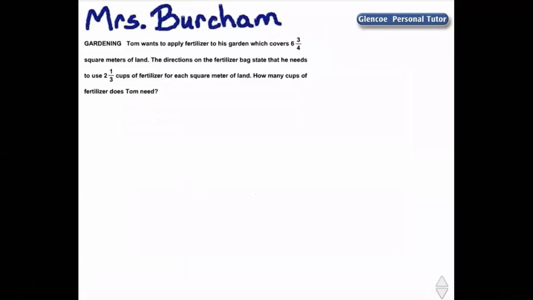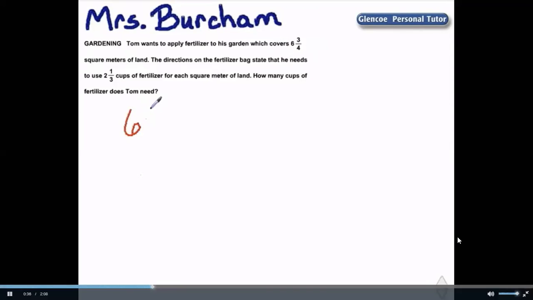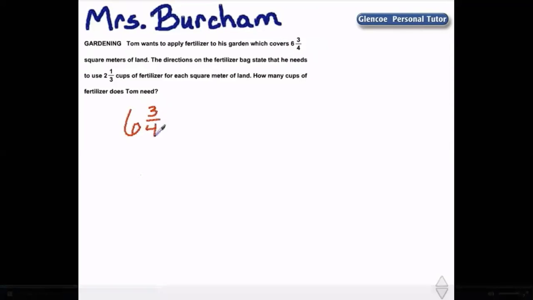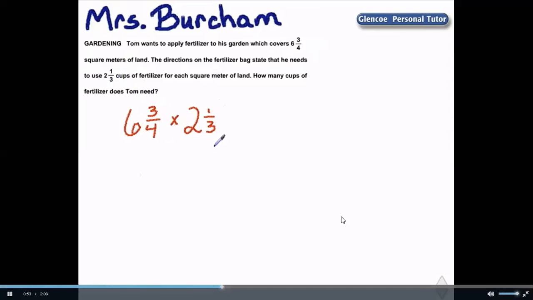So in order to solve this problem, we know that he wants to apply fertilizer to his garden that is 6 3/4 square meters. So 6 3/4. And he has to use 2 1/3 cups for each square meter, which means we need to multiply by 2 1/3. Now, since both of these are mixed numbers, the first thing we have to do is change these into improper fractions.